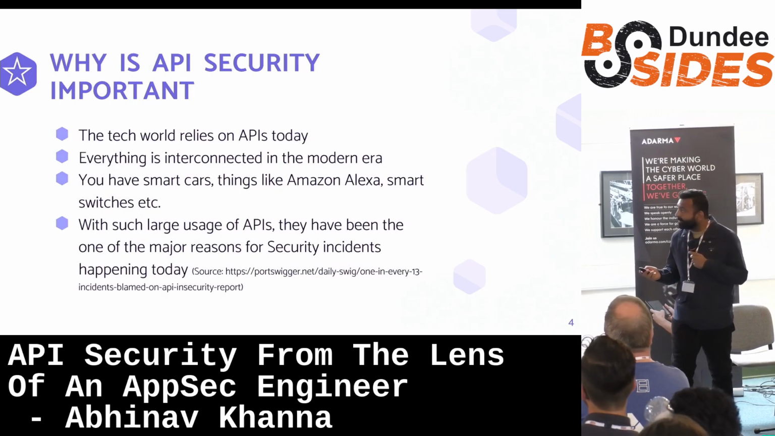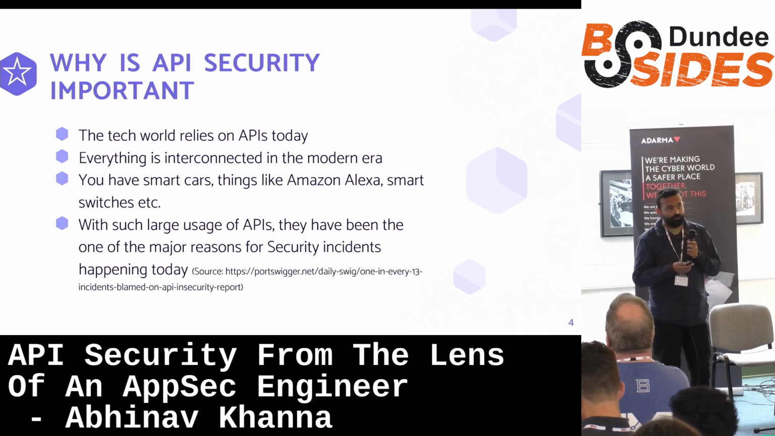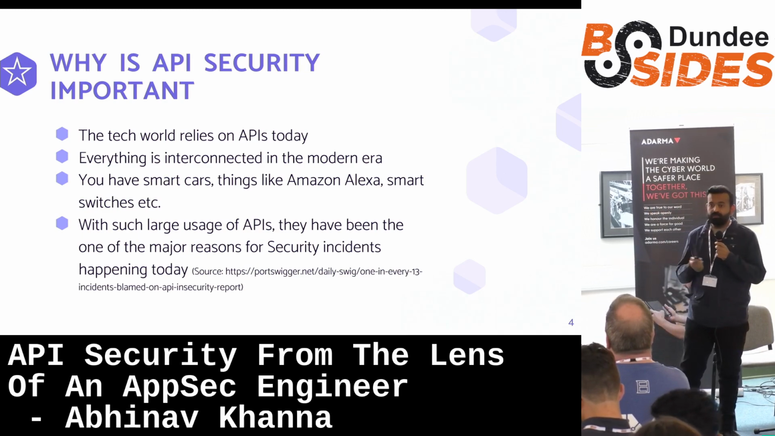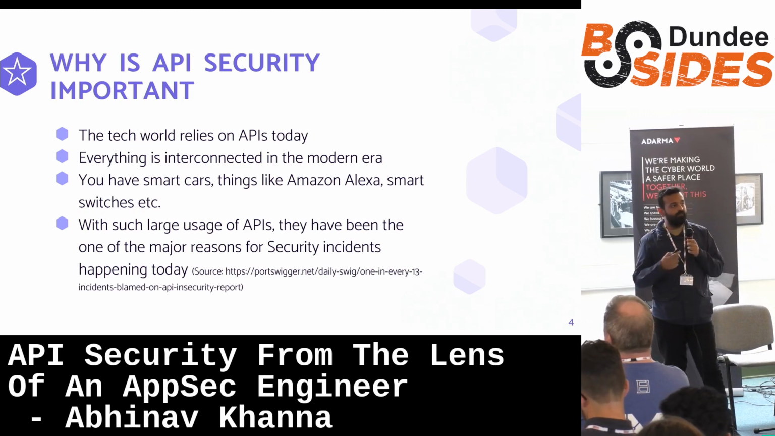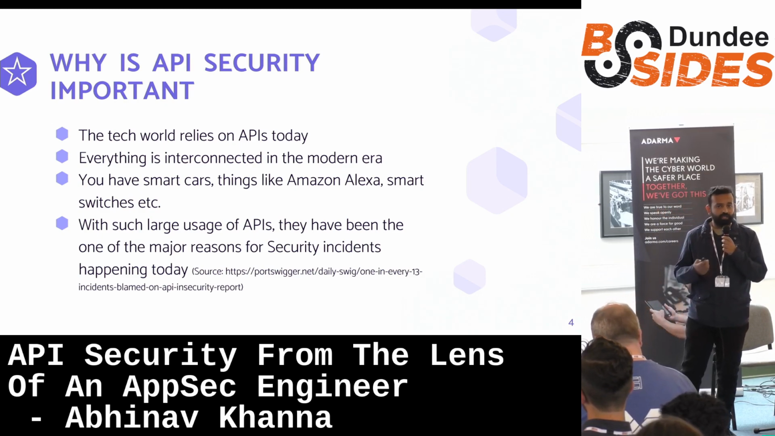So why is it important? APIs are used everywhere. You see IoT systems, smart devices, Alexa, and all those things. APIs are everywhere, and we need to take care that the APIs we're using are well protected, so our data breaches are minimum. That is something that we need to take care of.